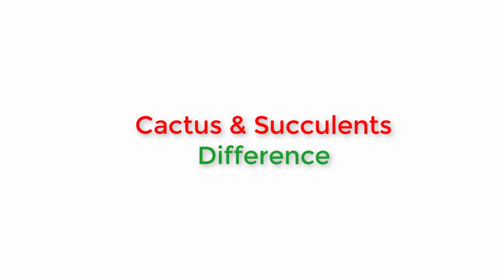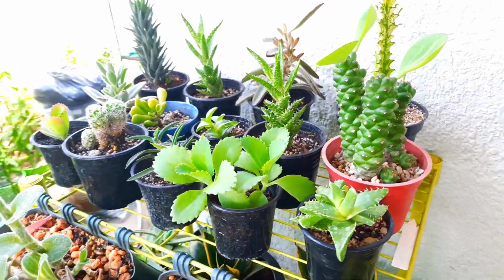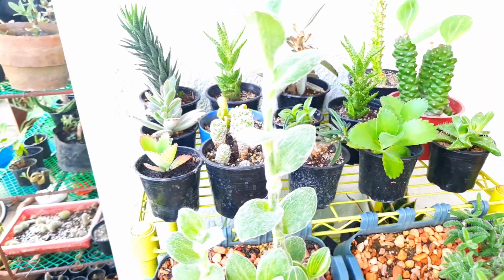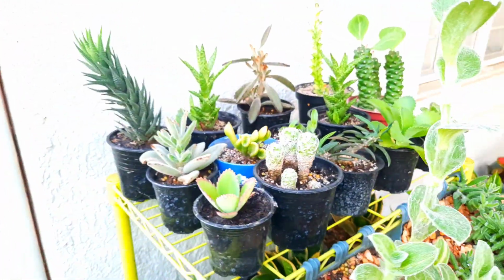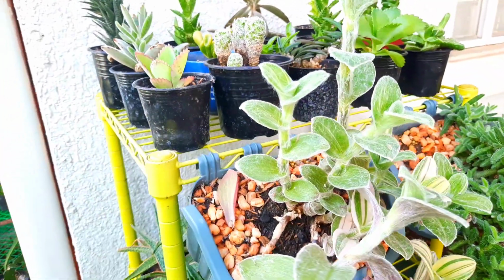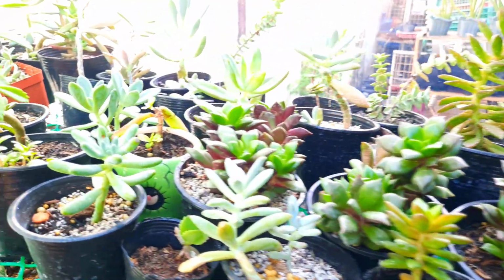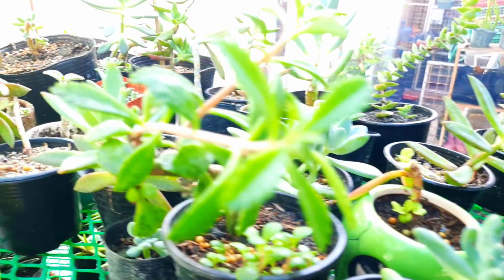What is the difference between cactus and succulent? Succulents are any plants that store water in their fleshy leaves, stems, and roots that they will use in order to survive drought. There are more than 50 plant families that are included in the succulent category.